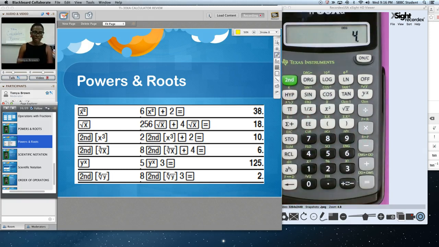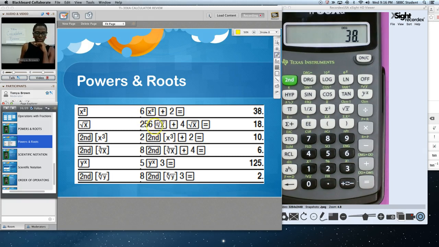All right. So let's do a little bit of operations here. This says x squared. So let's do 6 squared. This represents 6 squared. So we're going to put 6. Hit the x squared key. It's going to give us 36. And then we're going to add to that 2. And when we do that, we're going to get 38. So that's how we do that. 6 squared plus 2.